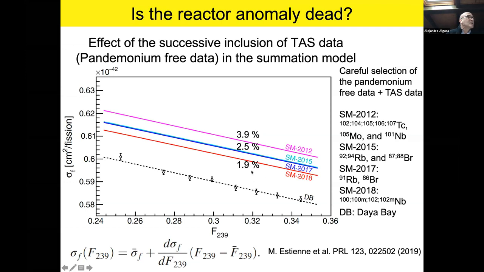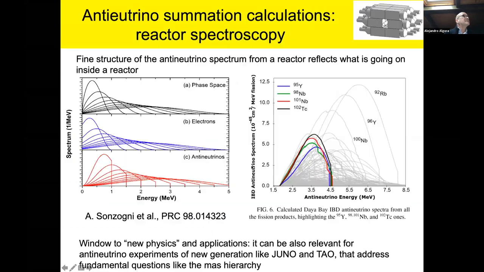So we are now above the order of 2%. This is relevant because it's opening a window to new physics and applications. It can also be relevant for future antineutrino experiments like JUNO and TAO that will address fundamental questions like the mass hierarchy.